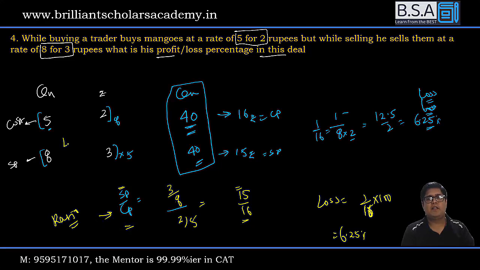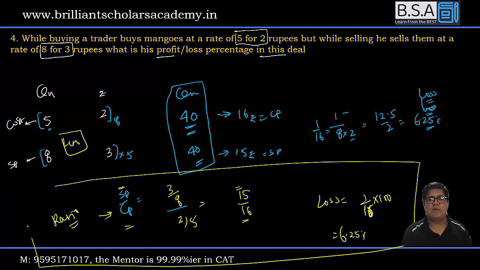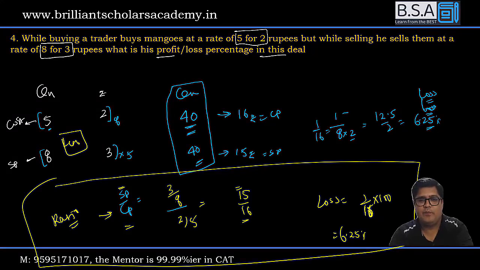This is called the LCM method. If there is only one variety of mango and you are buying in 2 lots, one buying, one selling, take a ratio, and you can do it almost verbally. This question could be solved almost verbally through a ratio. There's a loss of 6.25 percent in this whole deal.